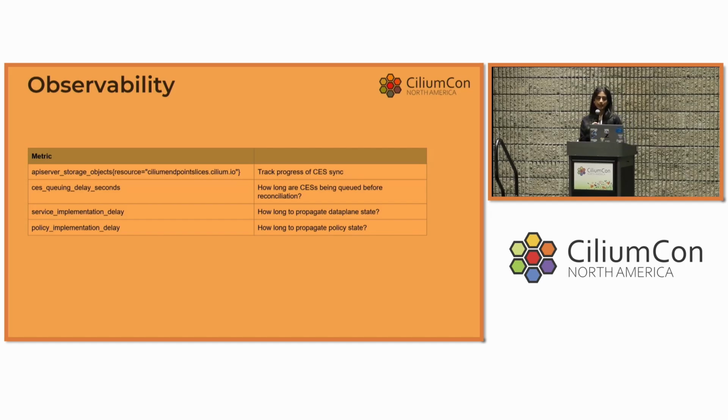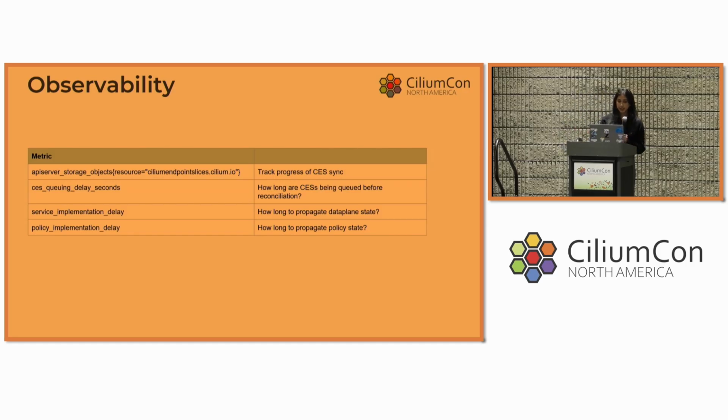What are some other metrics you might be interested in? Well, the CES queuing delay, so how long are your updates being delayed, is something you might want to monitor on a cluster with CES enabled. You might also want to look at the service implementation delay and the policy implementation delay to see what's going on at your data plane. So delays here are important because they're going to tell you, hey, this is how long it's taking for changes to be propagated. And if your delays are getting too high on your cluster, you might want to look into tuning your configurations.